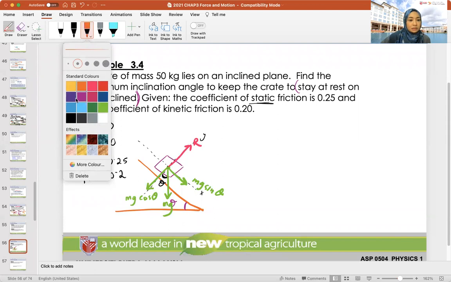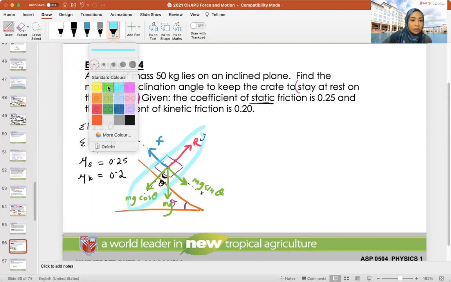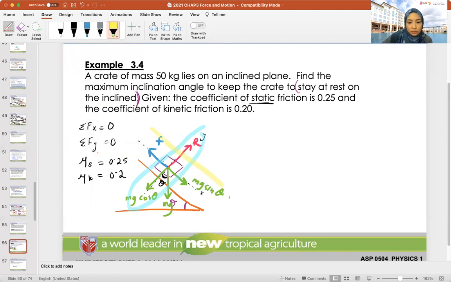Friction, yes. What color should I use? Blue. So friction is opposing the motion, always. So now that we have our free body diagram, it looks easy now. We start with our condition and we write our equation. So what is our y-axis? It's this guy. And our x-axis would be this guy.